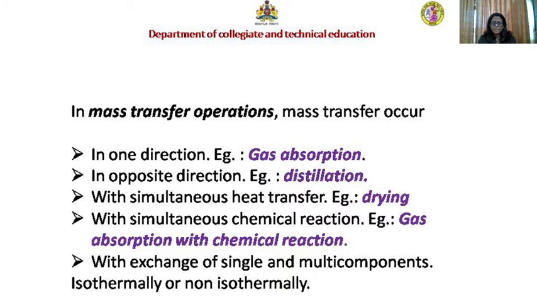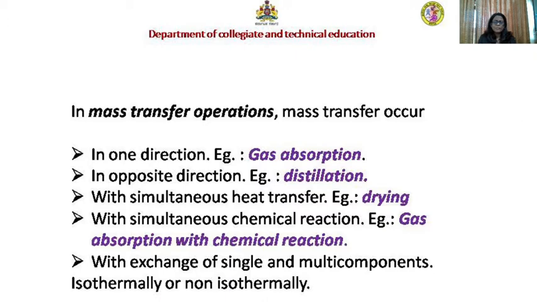With simultaneous heat transfer. That is, some mass transfer operations also involve heat transfer, which is very important. For example, drying. So drying is an operation that is carried out to remove moisture from wet substances in industries. So here the heat transfer plays an important role. So in fact, the heat transfer is as important as the mass transfer in the operation. Because we need to remove the moisture, we need to evaporate the moisture, so heat is required. So similarly, in other operations like humidification also, we see simultaneous heat transfer along with the mass transfer.